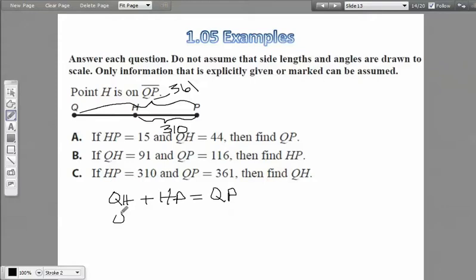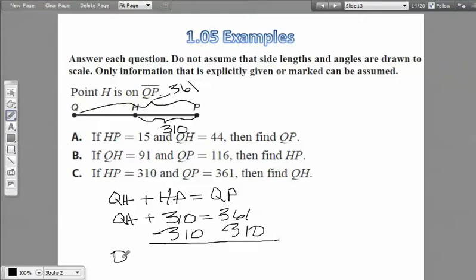QH, I don't know what QH is, plus HP is 310. QP is 361. So I'm going to subtract 310 from both sides. So 1 minus 0 is 1, 6 minus 1 is 5. So QH is 51. There's my answer right there.